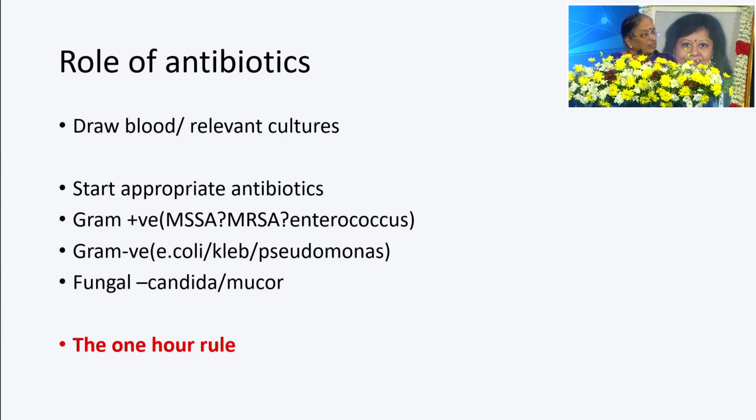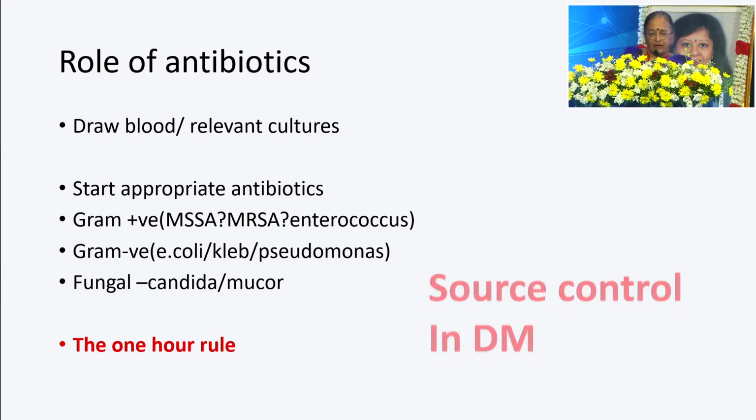Now the role of antibiotics. We finished about how we manage the BP. Now let's look at what we do with the antibiotics in patients with diabetes. First of all, draw blood or relevant cultures like you would do in any non-diabetic. Start appropriate antibiotics, gram-positive, gram-negative. What is the organism you are thinking of, or is it a fungus? Think of that and start appropriate antibiotic. The 1 hour rule in sepsis is that the earlier you start your antibiotic, the lesser is the mortality. Every hour you delay in giving the antibiotic, the mortality increases by 10%. So that is why we have to start empirical antibiotics early.